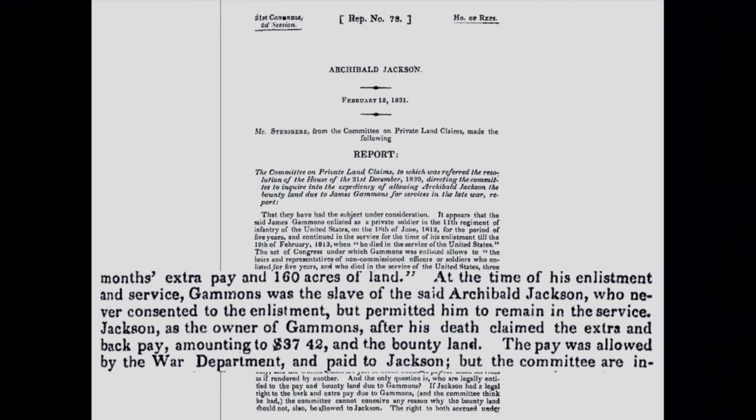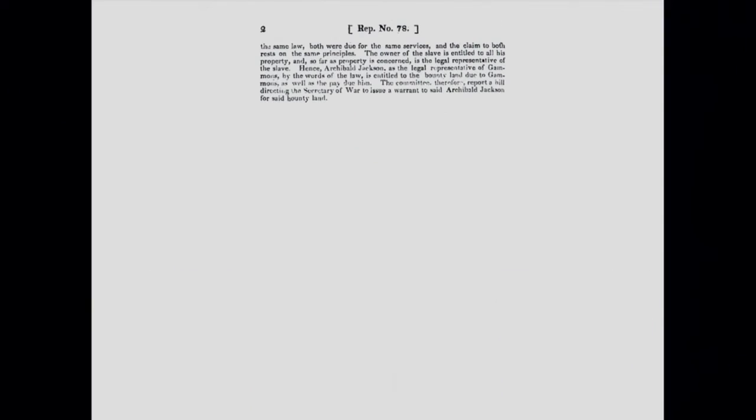Jackson, as the owner of Gammons, after his death, claimed the extra and back pay amounting to $37.42 and the bounty land. The pay was allowed by the War Department and paid to Jackson, and the committee basically found that the owner of the slave is entitled to all of his property and therefore reported back to the Secretary of War that the land grant should be issued to Archibald Jackson rather than Gammons and his family.